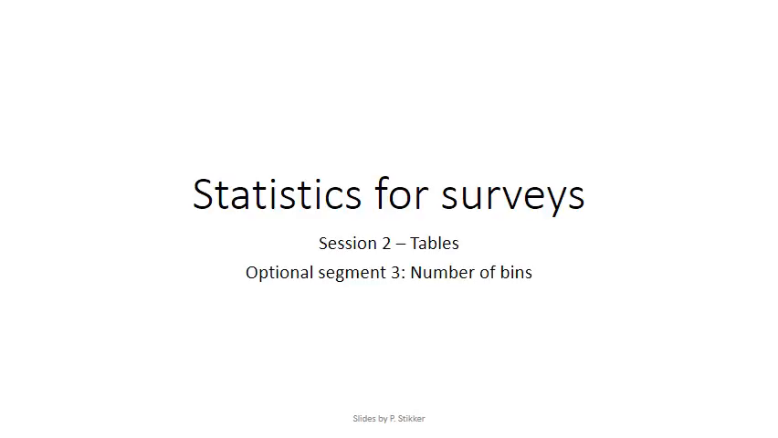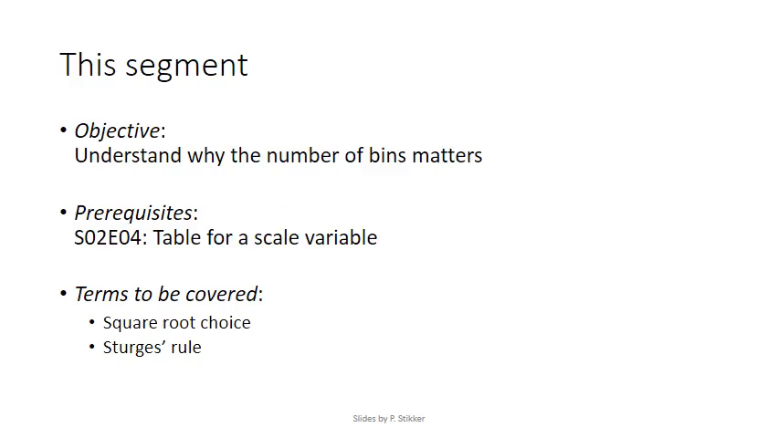Welcome to Statistics for Surveys, Session 2 Tables, Optional Segment 3, Number of Bins. In this segment, I'll try to explain why the number of bins matters and how you can actually determine the number of bins. It's useful if you watch Session 2, Segment 4, Table for a Scale Variable. In this segment, we'll discuss two new terms, square root choice and Sturges' rule.